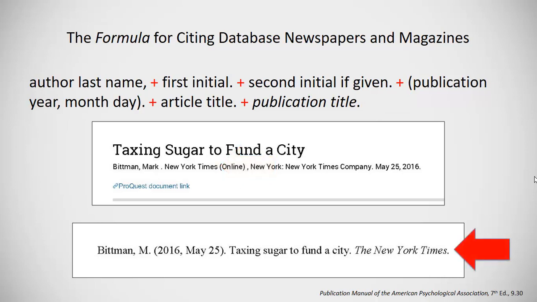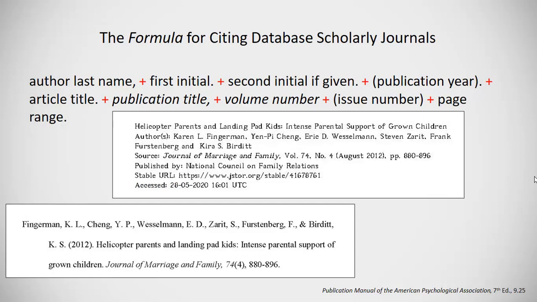And on the publication title, you'll go ahead and capitalize the first letter of each word in the title. Next, we'll take a look at how to cite scholarly academic journal articles, and we can go a little faster on this one since it's pretty similar to the one for newspapers and magazines.